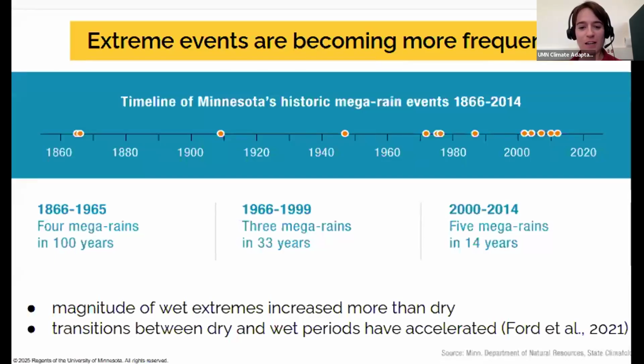So let's take a look at what's been happening over that time period. From the mid-1860s to the mid-1960s, we've seen 4 of those mega rains in 100 years. From the mid-1960s to the late 1990s, we saw 3 of those in 33 years. And in just 2000 to 2014, we saw 5 of those mega rain events in just 14 years. So we see that the magnitude of those wet extremes is increasing. There has been additional research that has shown that the magnitude of wet extremes thus far has increased more than dry extremes like extreme drought, and that the transitions between dry and wet periods have accelerated. I think anybody can think back to the last couple of years we've experienced here in Minnesota to think about how that plays out on the landscape.